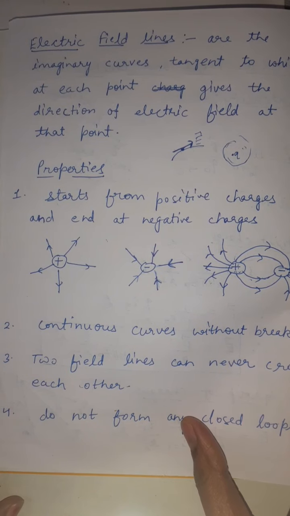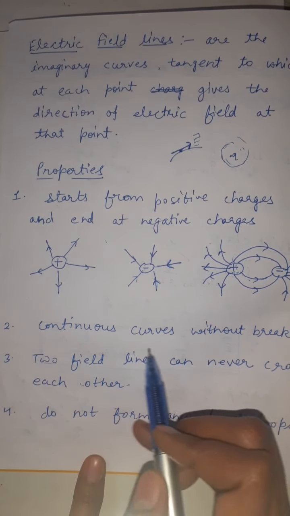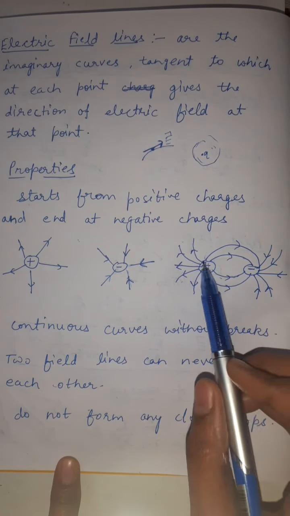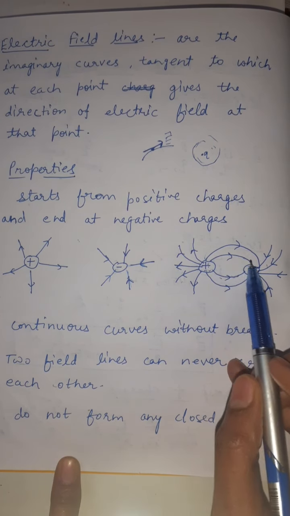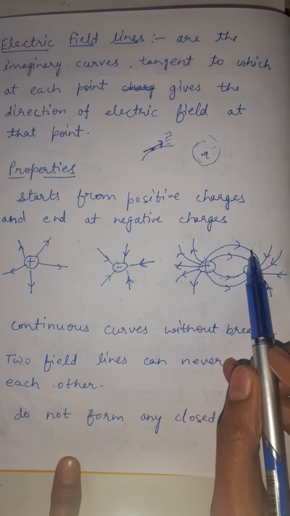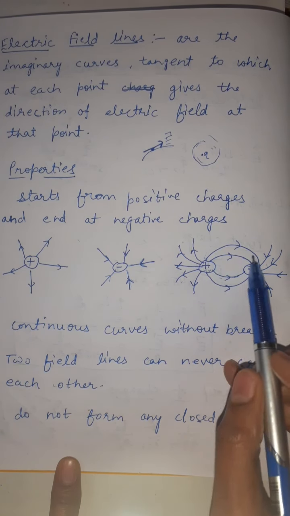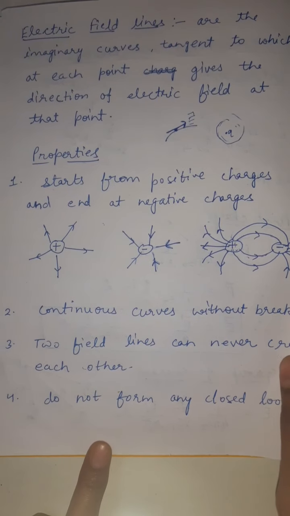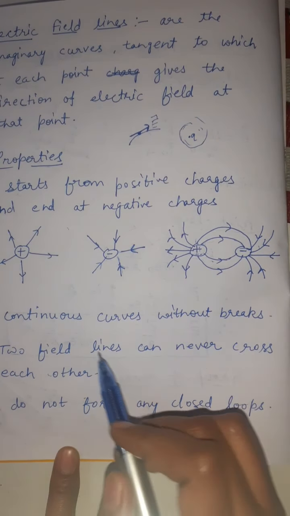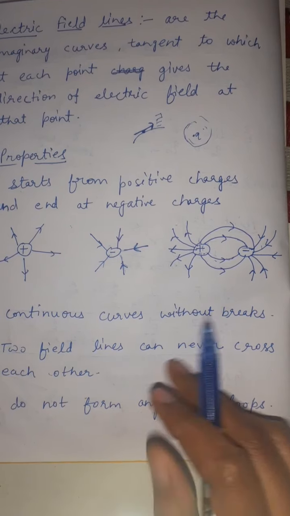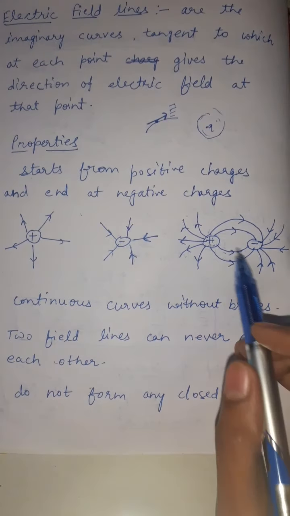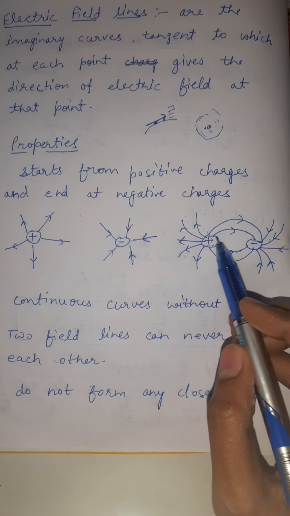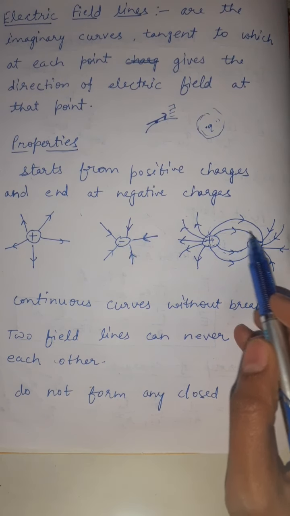The second property is that they are continuous curves without any breaks. See, here we have drawn the electric field lines. There is no break in the lines, so they are continuous curves only. The third property is that two field lines can never cross each other. They are at a particular distance from each other. They will never intersect each other.